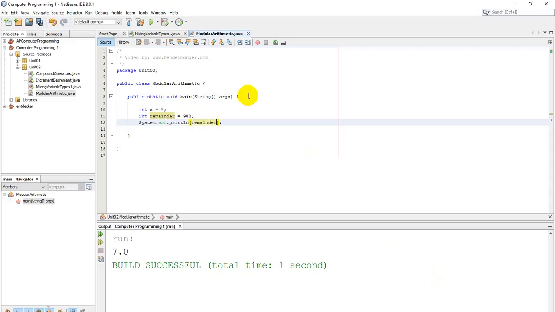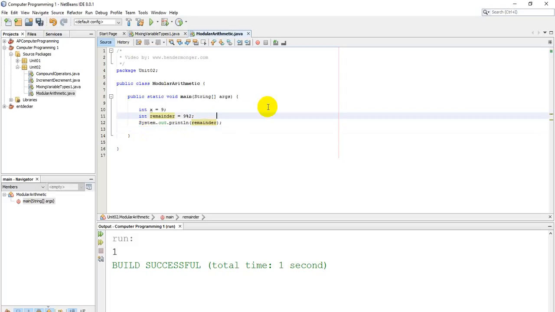Now, we should know that if we do 9 divided by 2, 2 doesn't go into 9 very nicely. There's going to be 1 left over. So the remainder should be 1. And when I run this, there it is, my remainder is 1. Now, it's important to realize that what I've just done is test to see if a number in my program is odd or even. If my remainder is 1, it's going to be an odd number because 2 doesn't go into it very well. If the number is even, my remainder is going to be 0 because it would be a perfect division problem with no remainder.